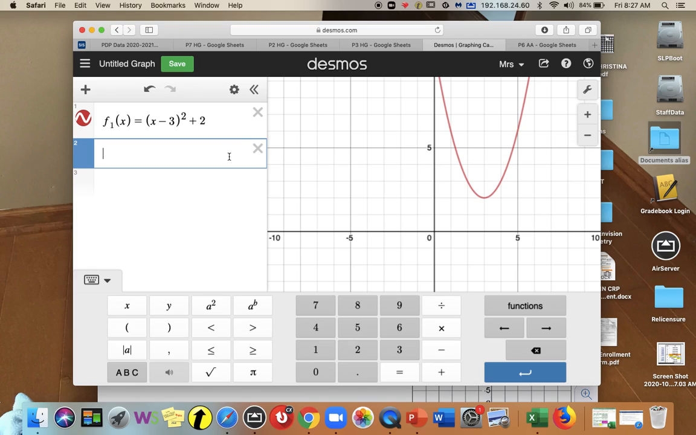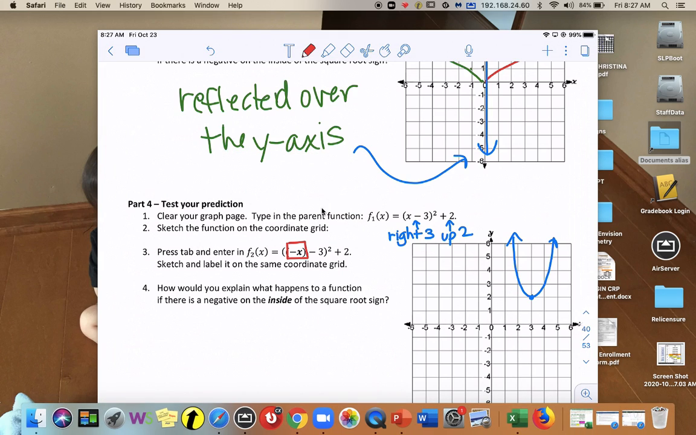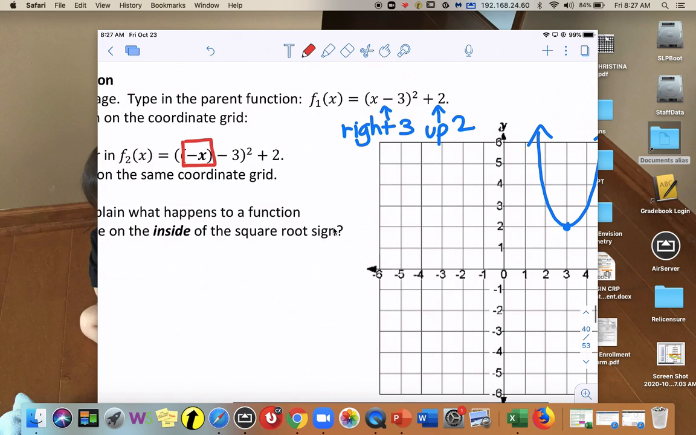So we have f2 of x equals parentheses. There are 2 parentheses. Here's the negative x inside the parentheses, and then the minus 3, and then it was squared plus 2. And again, notice it does reflect over the y-axis right here. So it's a reflection over the y-axis. So let's sketch that. I used opposite colors.